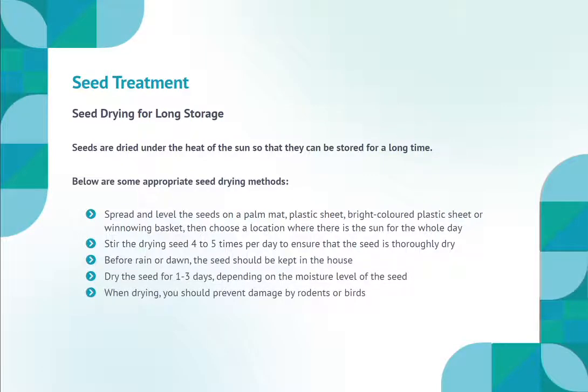Spread and level the seeds on a palm mat, plastic sheet, bright-colored plastic sheet or winnowing basket, then choose a location where there is sun for the whole day. Stir the drying seed 4 to 5 times per day to ensure that the seed is thoroughly dry.